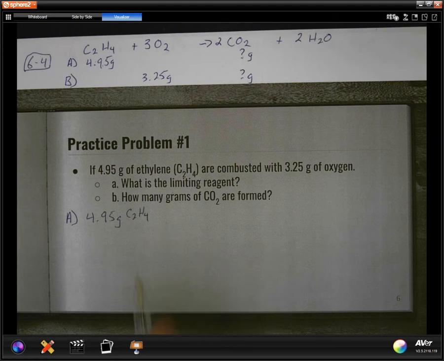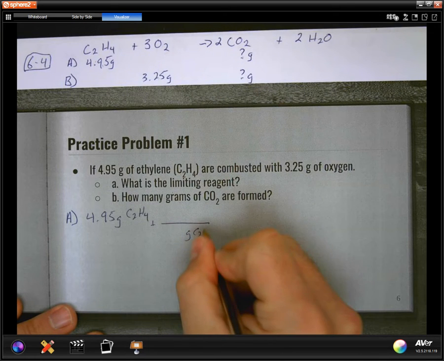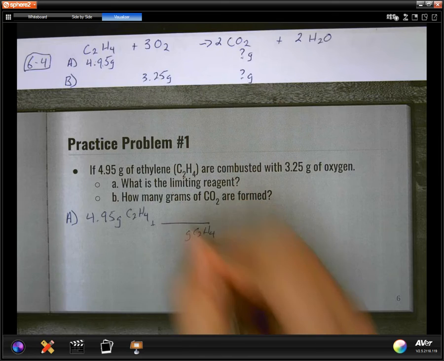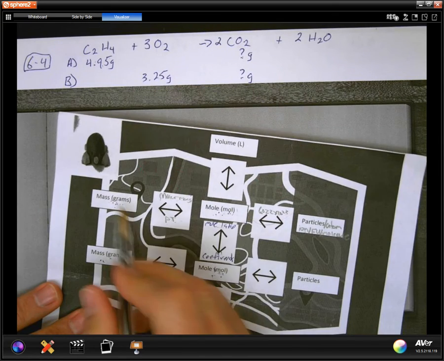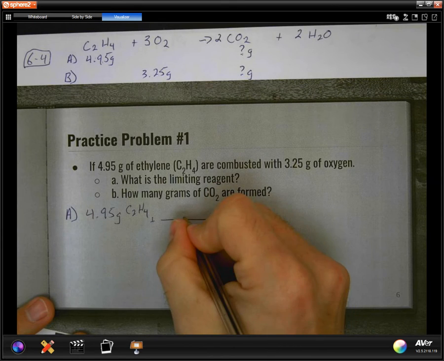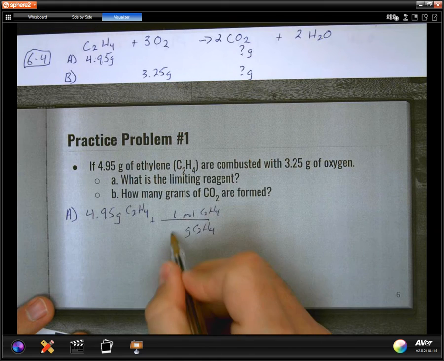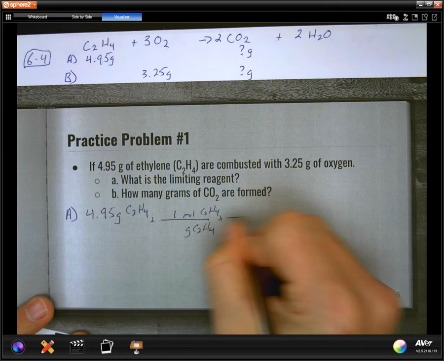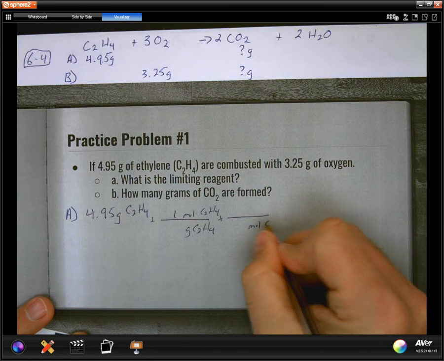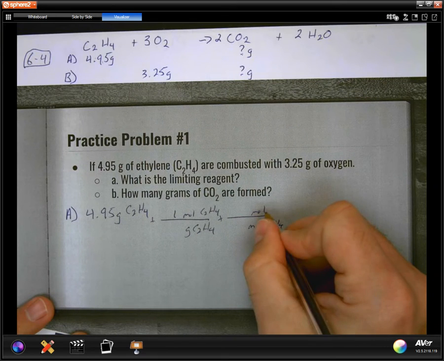So as we get started, I'm going from grams, follow my units, C2H4. I know again from my mole map that if I'm in grams, the only place I can go to is mole of the exact same chemical. So we go to mole of C2H4. We'll come back and get that number in a second. Follow my units again, mole of C2H4, mole of CO2.